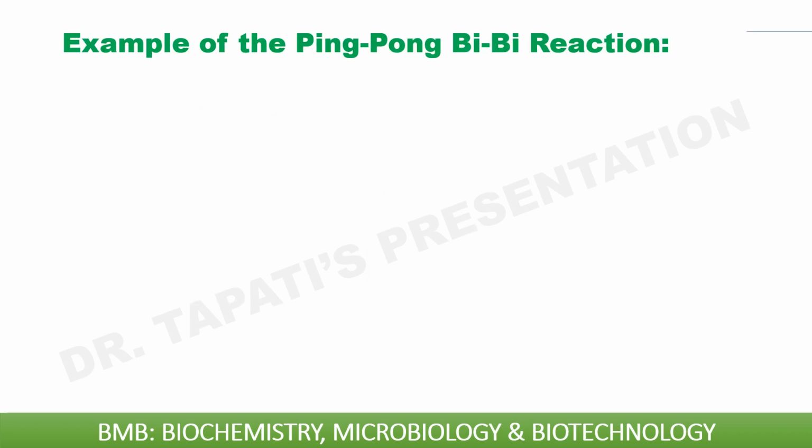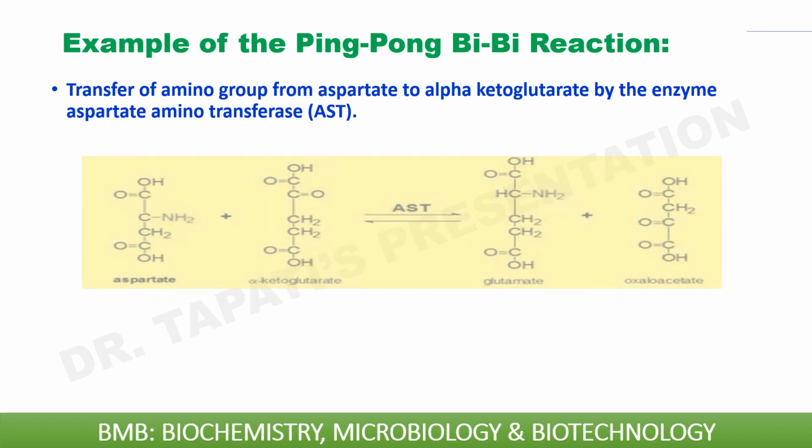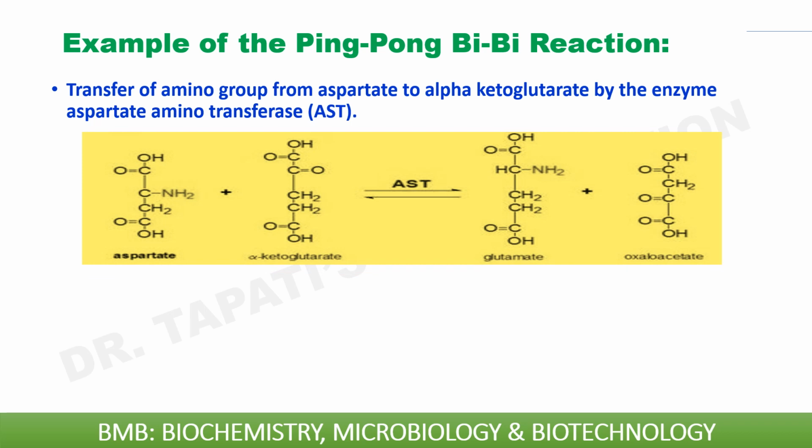An example of the Ping-Pong Bi-Bi reaction is transfer of amino group from aspartate to alpha ketoglutarate by the enzyme aspartate aminotransferase. In this reaction, aspartate and alpha ketoglutarate are two substrates, where amino group of aspartate is transferred to alpha ketoglutarate, forming glutamate and oxaloacetate as the products. In this case, enzyme is aspartate aminotransferase.